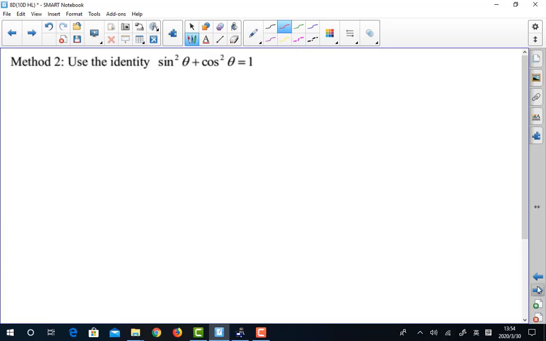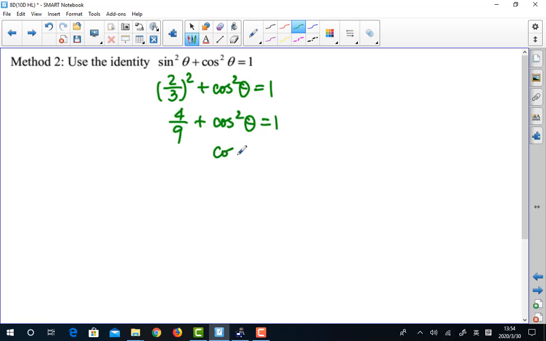So right now, let's look at how we can use the trig identity sine squared theta plus cosine squared theta equals 1 to solve this problem. Since sine theta is given, which is 2/3, I sub 2/3 in for sine theta. So 4 over 9 plus cosine squared theta equals 1. Cosine squared theta equals 1 minus 4 over 9, which is 5 over 9.